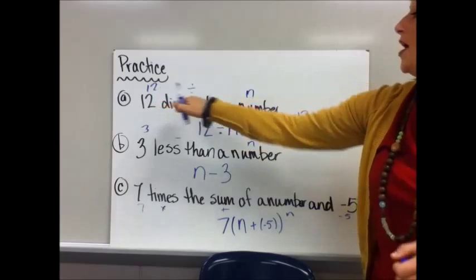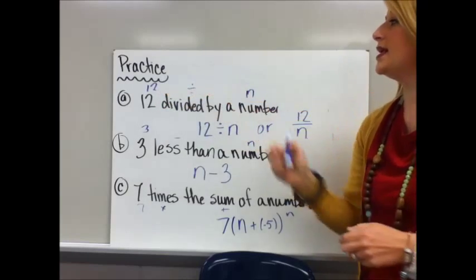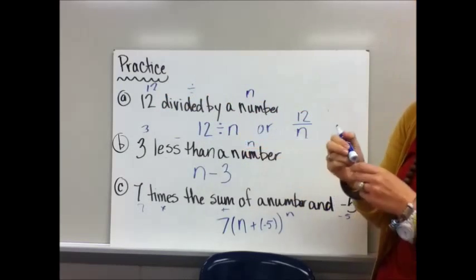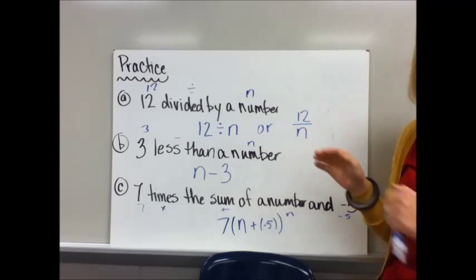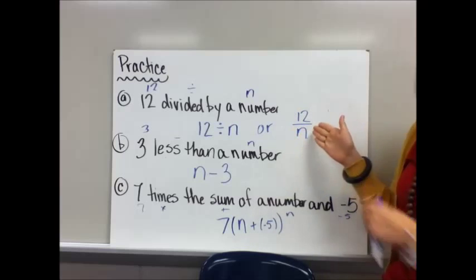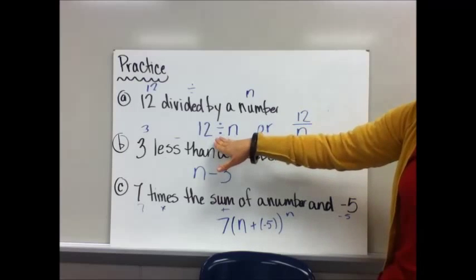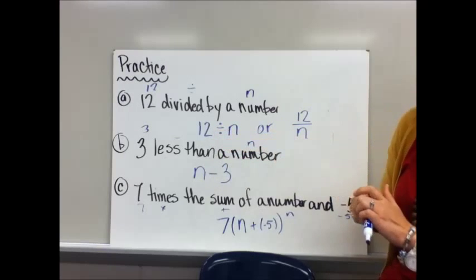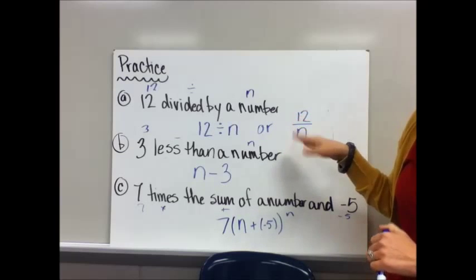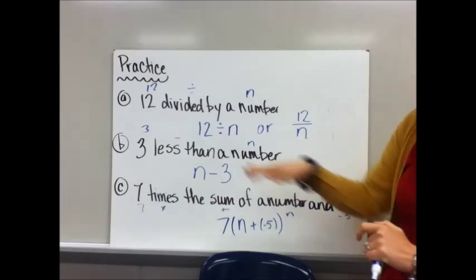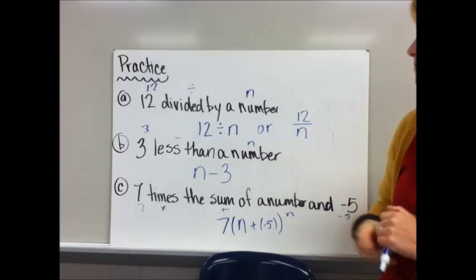Practice A. 12 divided by a number. I translated it above there. And there's two ways you could write this. You could write this as 12 divided by n or have it look like a fraction. This is more of a bridge into algebra world. We quit using dot line dot for division and we make it look like a fraction. 12 over n means the same thing as 12 divided by n. Either way would be acceptable.